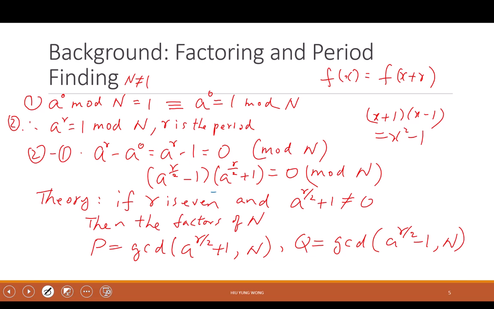What is GCD? Greatest common divisor. The largest number that can divide A to the power R divided by 2 plus 1 and N at the same time. And the greatest common divisor that can divide A to the power R divided by 2 minus 1 and N. These are two numbers, right? So do you see what's going on again?